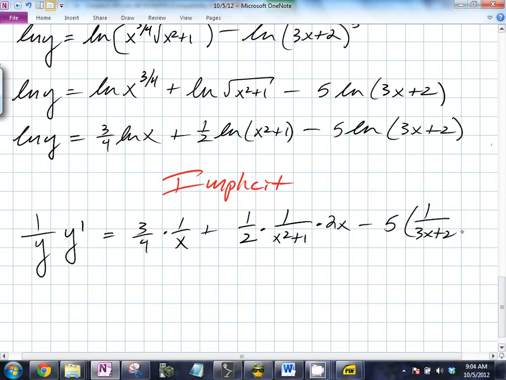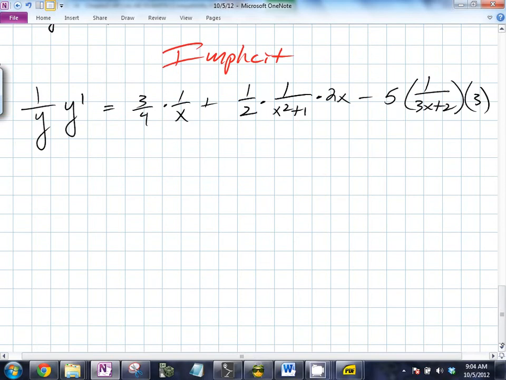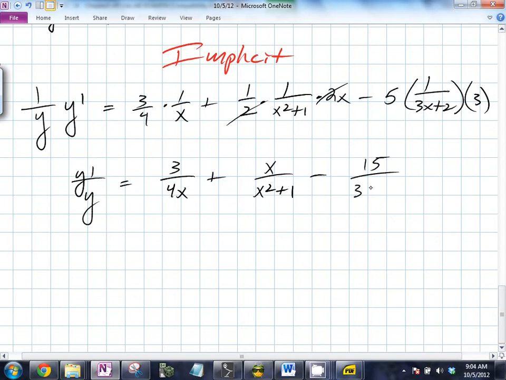Y prime over y is equal to 3 over 4x plus, and that cancels right there, so it's x over x squared plus 1 minus 15. Hey, there's your 15 over 3x plus 2. What are we trying to isolate? We just want to get y prime. Okay, so what do we multiply both sides by?